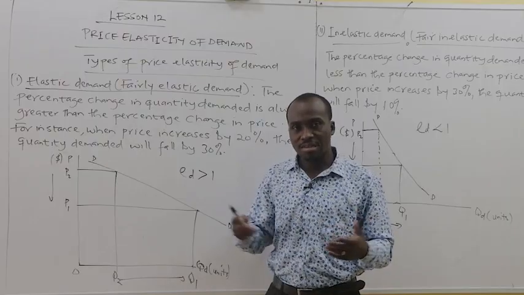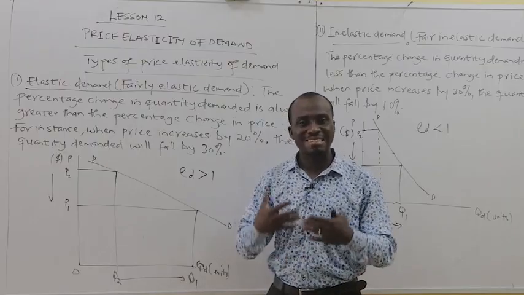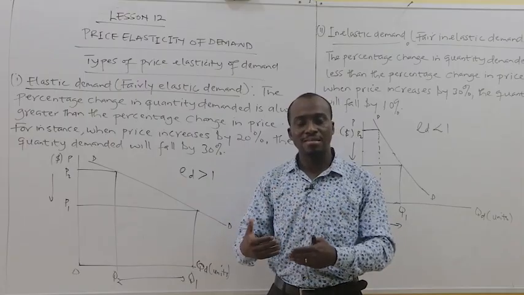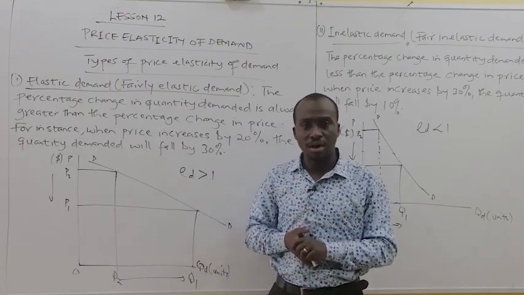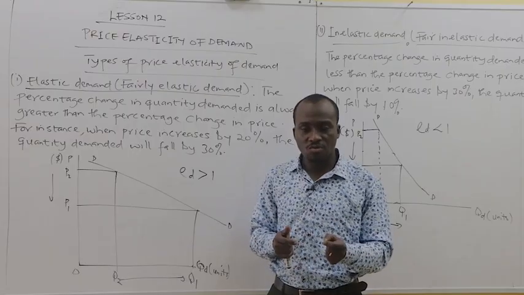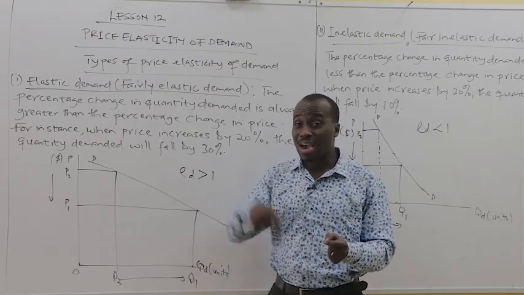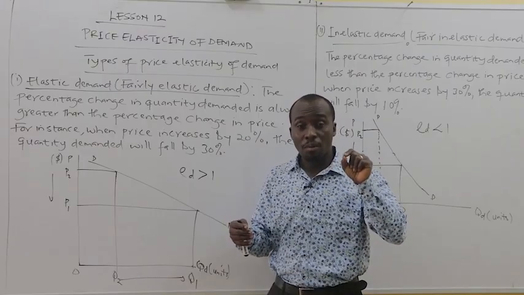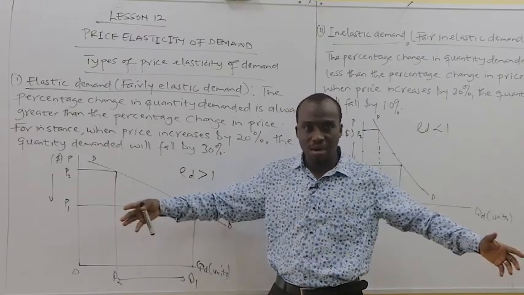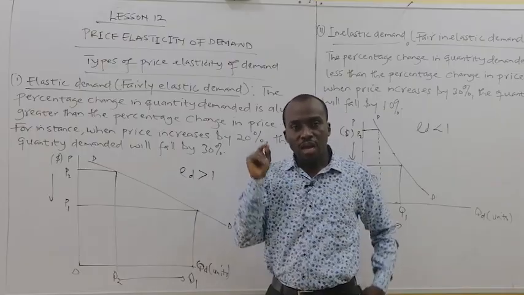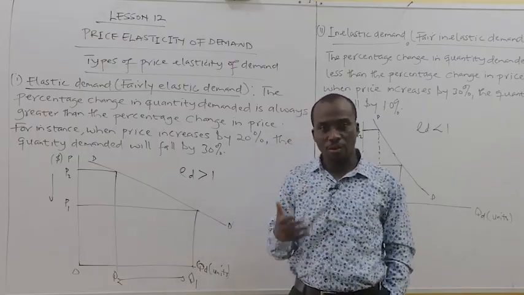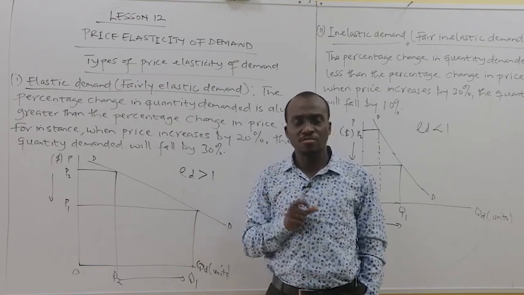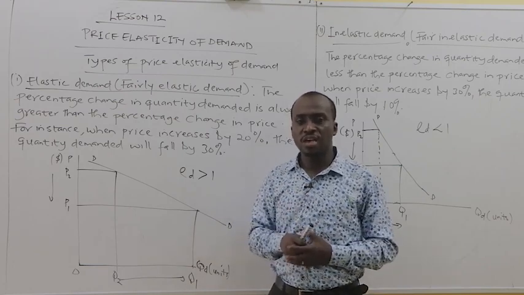In other words, it means that the commodity is highly sensitive to changes in price. The slightest change in price will bring about a large change in demand. If the price decreases by a small margin, demand will rise by a large margin. If the price goes up by a small margin, demand will fall by a large margin. That means if you buy a commodity in the market that behaves that way, the commodity is very sensitive to changes in price. The slightest changes in price bring about a higher change in demand.